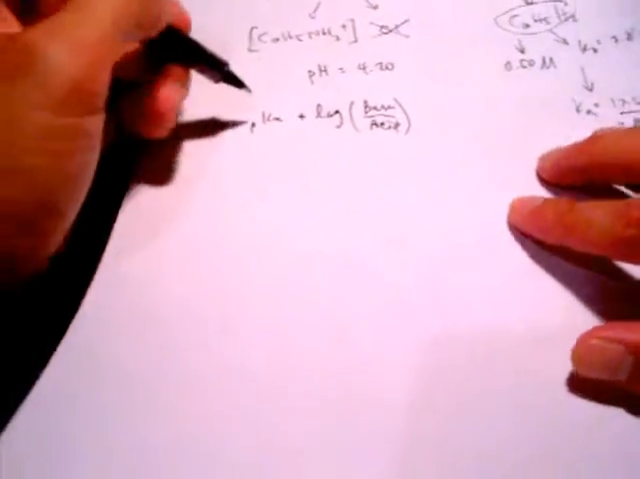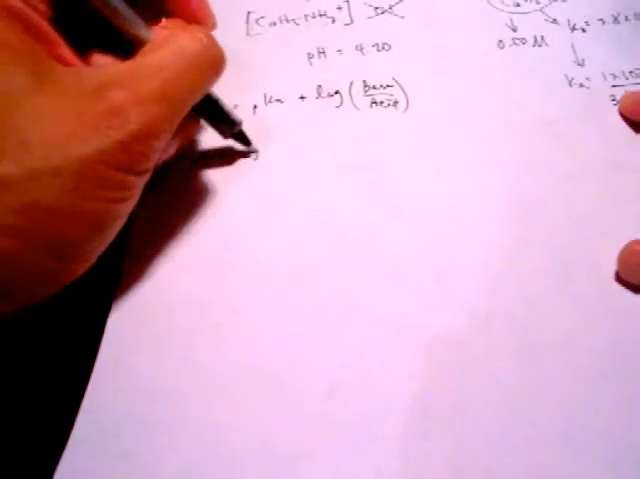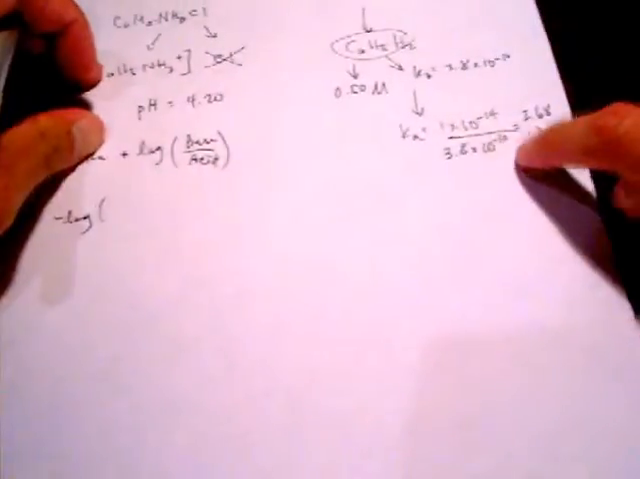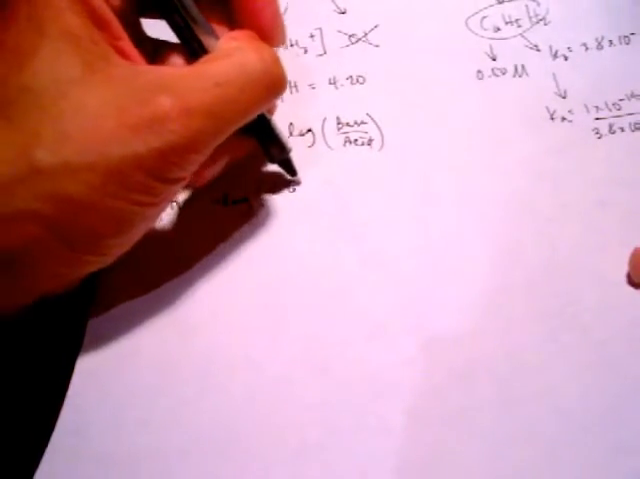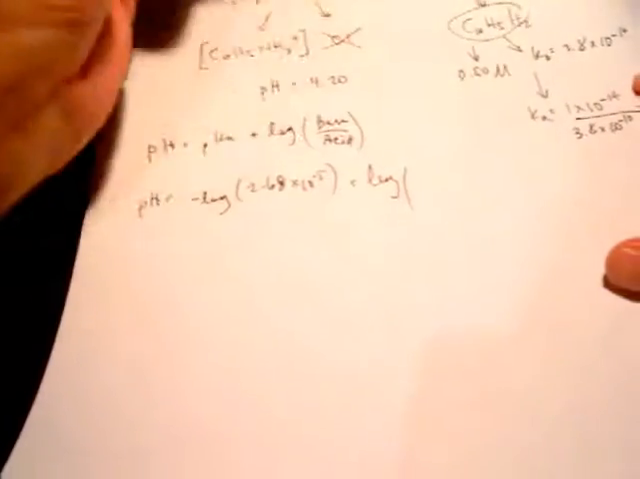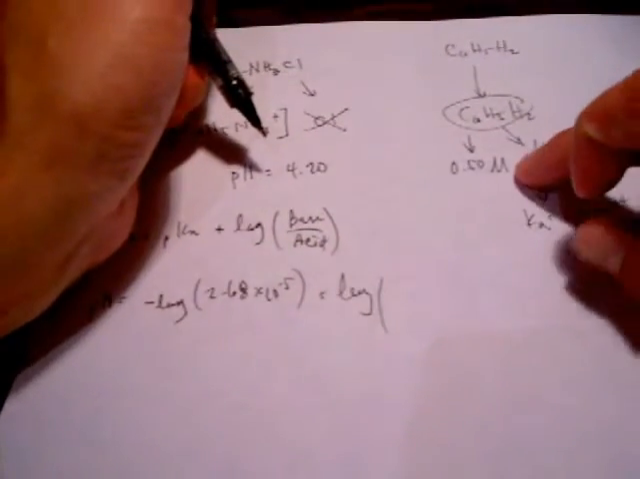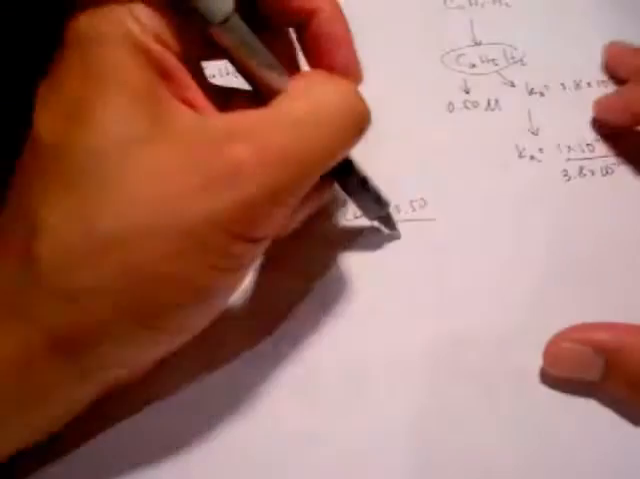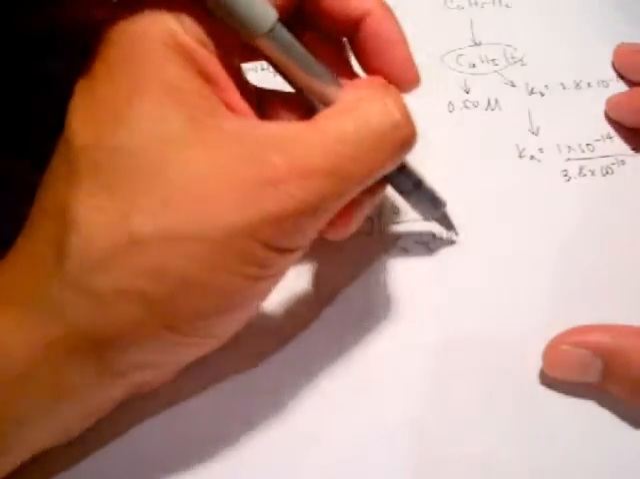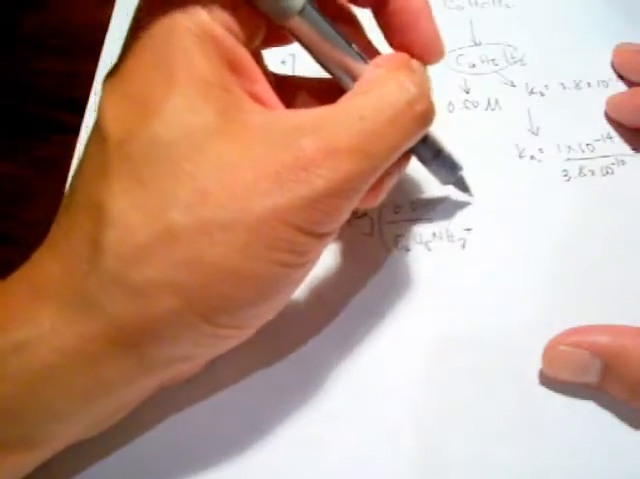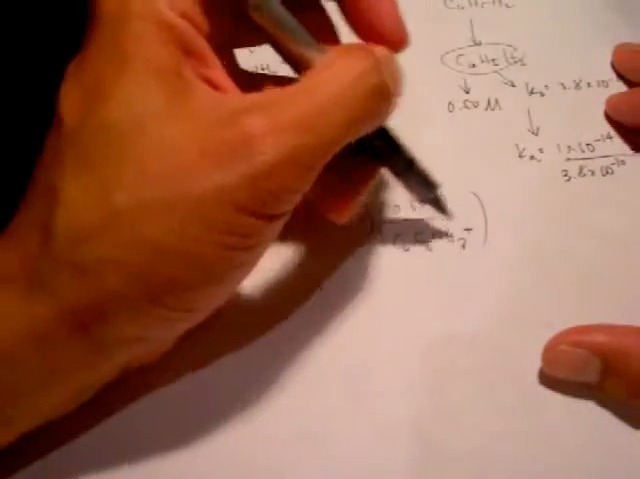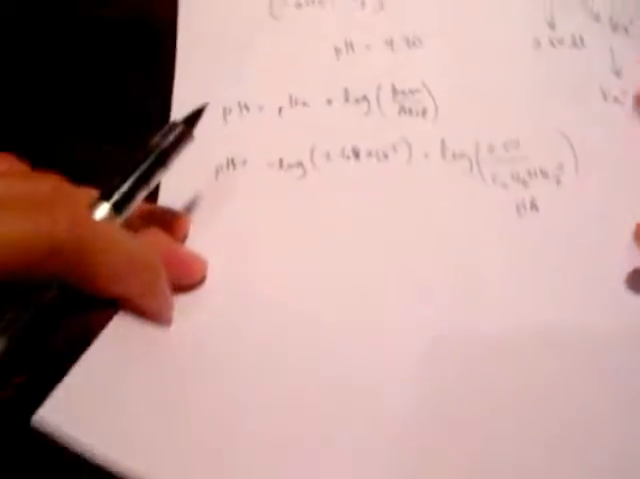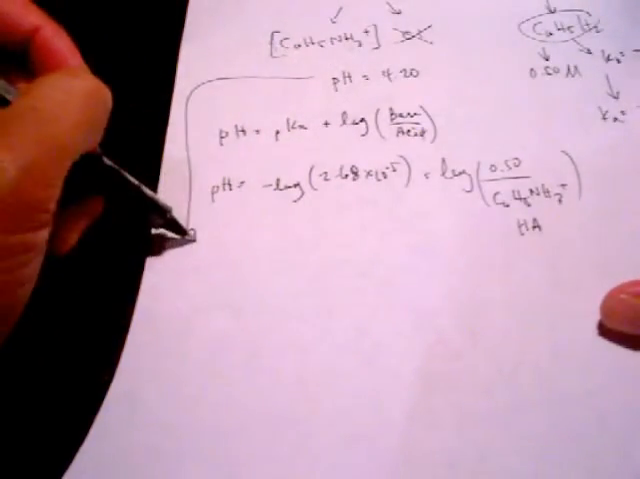Alright, let's start plugging it in. We've got pH equals negative log of Ka, which we just found, 2.68 times 10 to the negative 5, plus log of the base molarity, which is 0.5, and that's what we were given, over C6H5NH3 plus acid. Now we're just going to shorten that term to HA to make it faster. Anyway, if you recall, we were given the pH already, so the pH is 4.20.